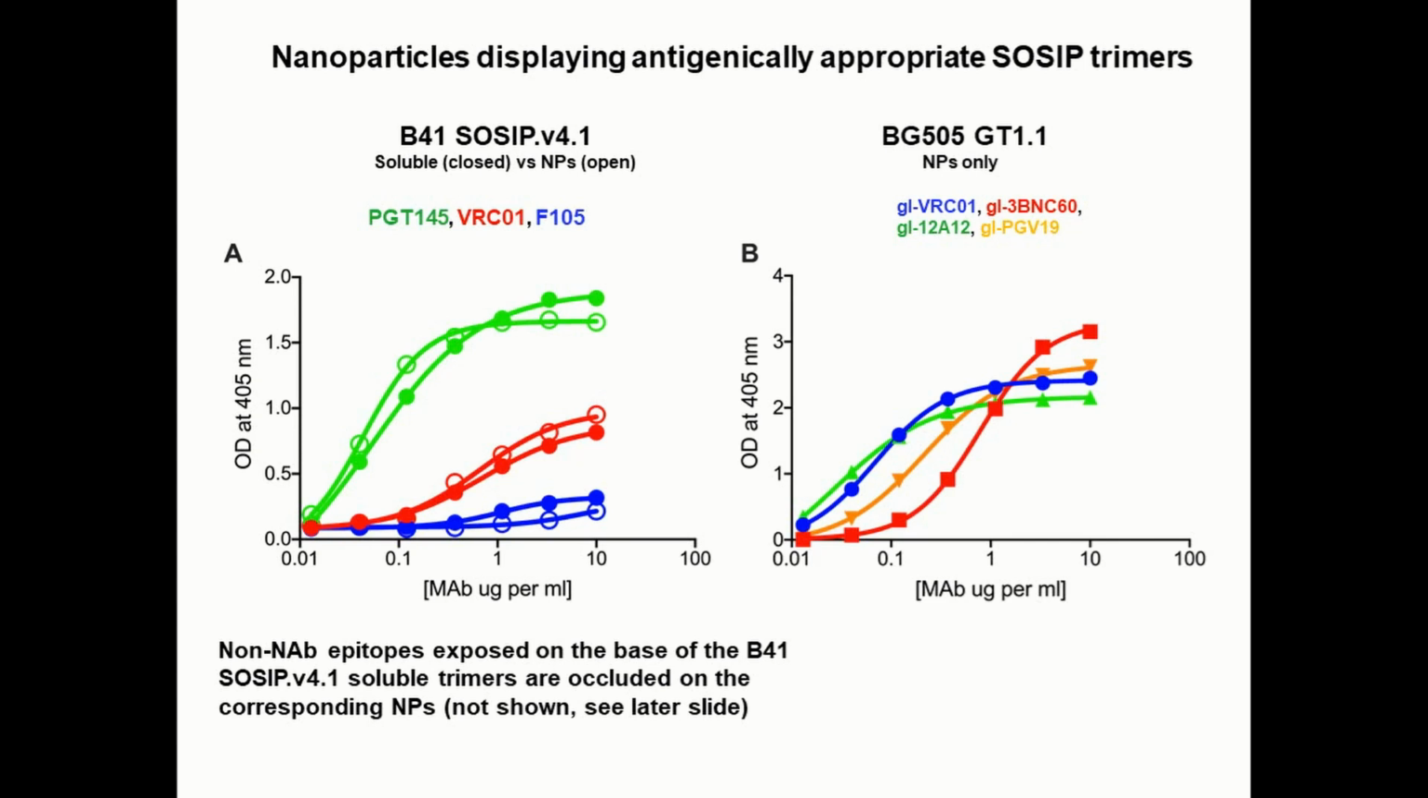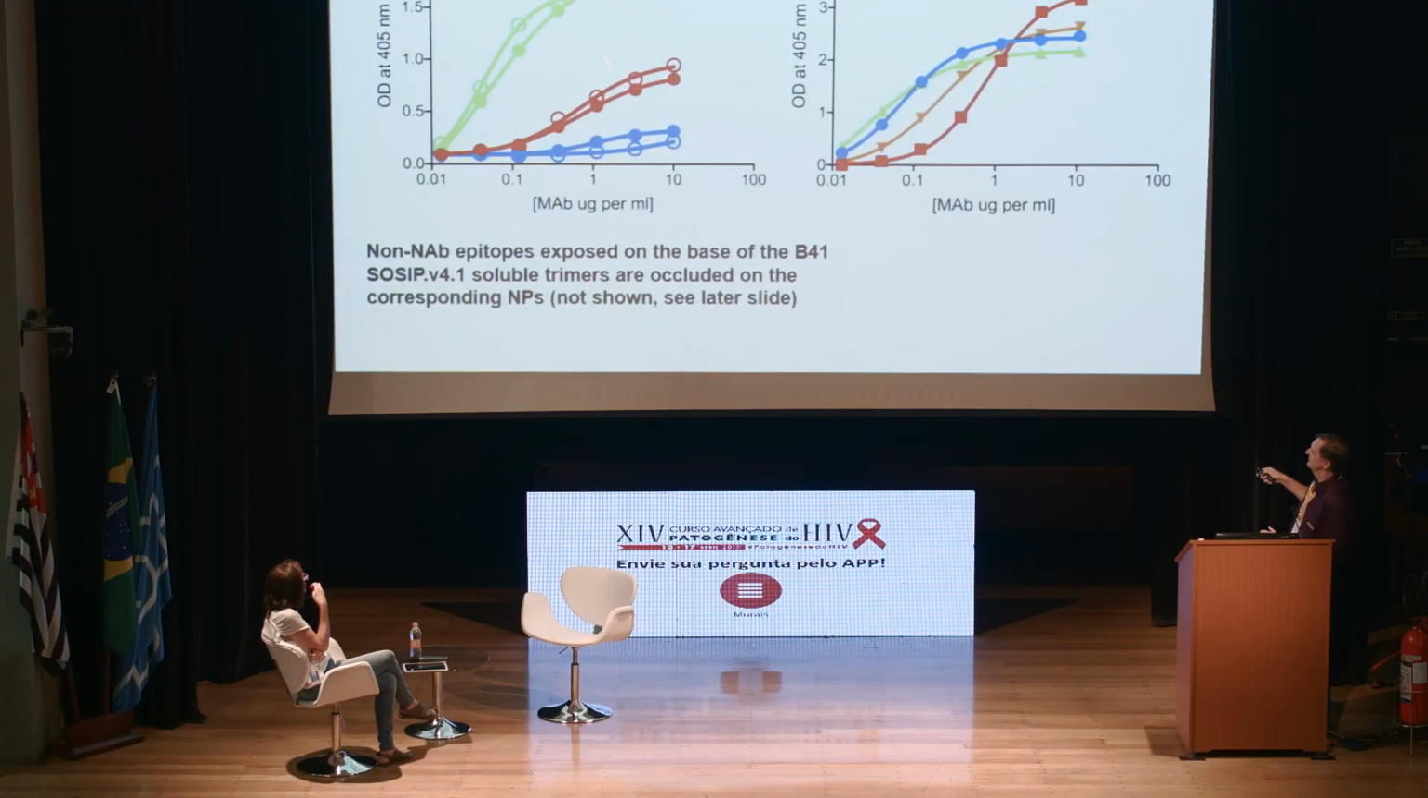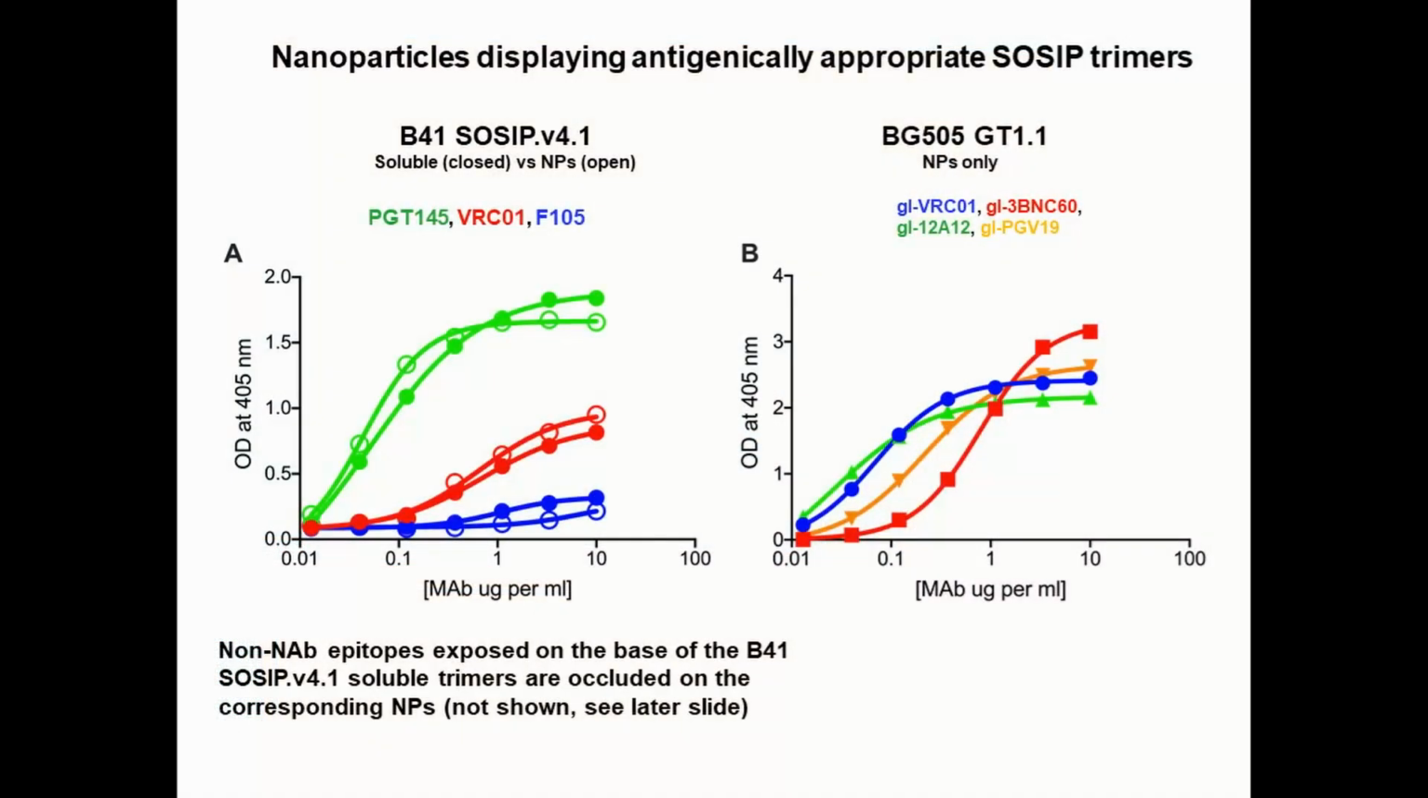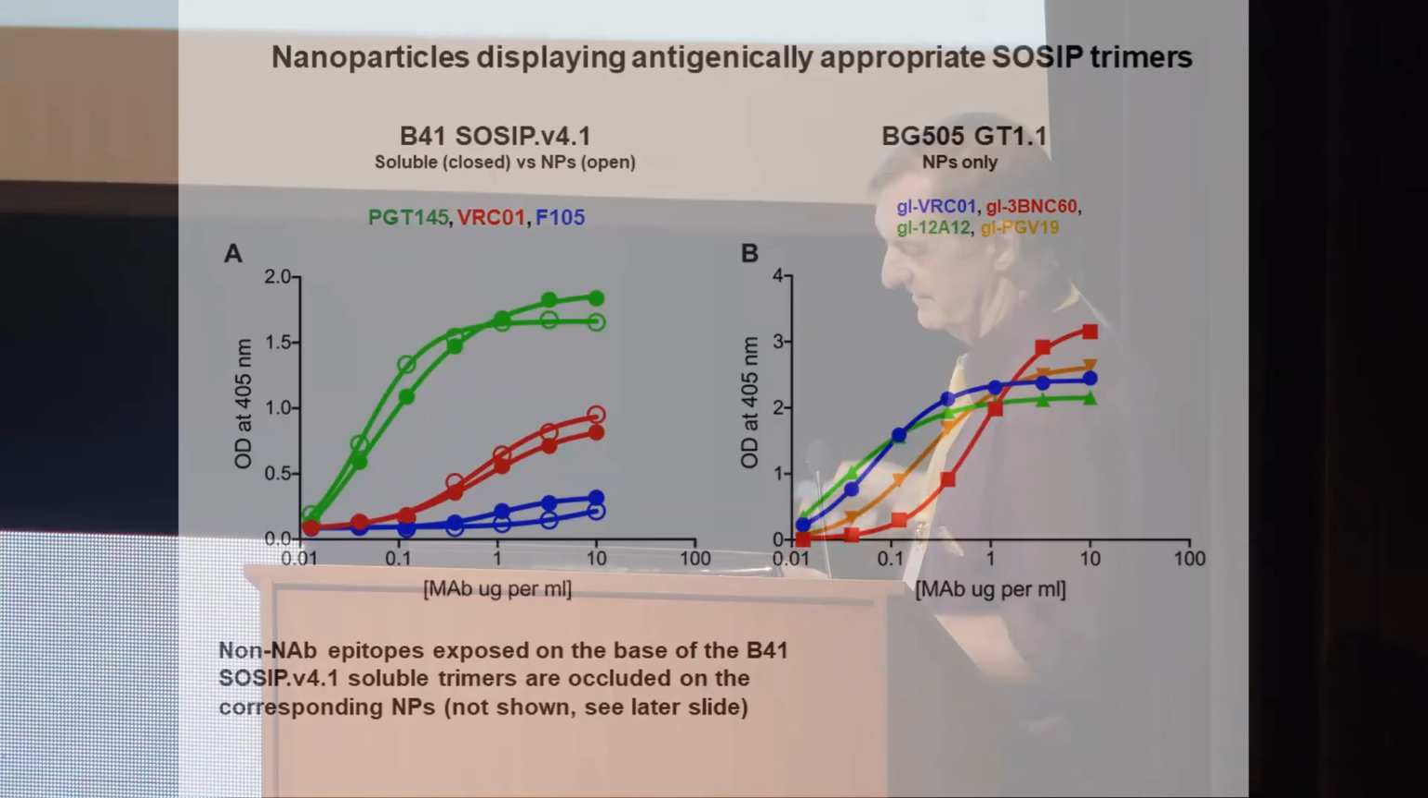It's made by chemically coupling SOSIP trimers to a solid sphere of 25 nanometer diameter. So it's chemical coupling. And the trimers on the particle bind the PGT145 epitope OK, they bind the VRC01 epitope OK, but they don't bind this irrelevant epitope. So the trimer particles have the same antigenicity as the soluble trimers, so we can couple them properly. We can couple the GT1.1 trimer onto nanoparticles. These are 4 different germline BNAbs binding to the nanoparticles. So we can make nanoparticles. Now we have to learn how to use them.